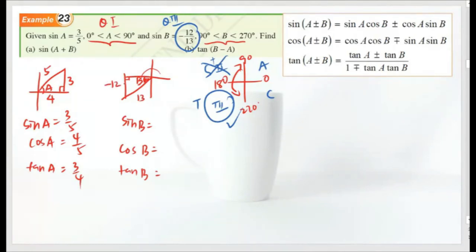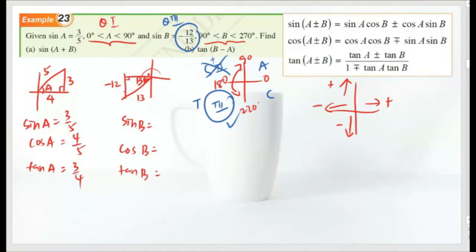12/13, negative. You know why we put negative here? Below the x-axis, so it's negative 12. Here, positive. Here, negative. Go up, positive. Go down, negative. So now it's going down, and going down is negative.